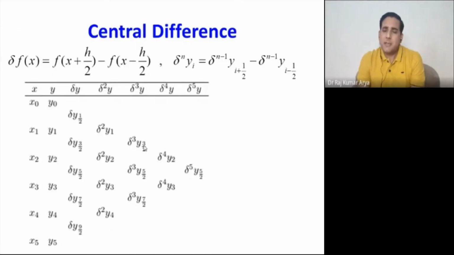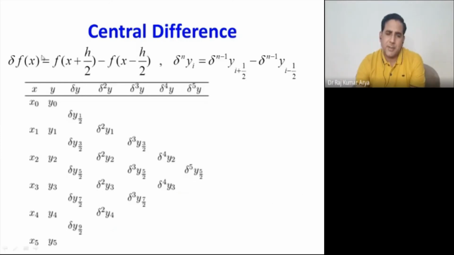Another one here, the central. Sometimes your data is large, so you are neither close to the first data point, nor close to the last data point. You are somewhere in the middle actually. So for that purpose, you need to use your central difference formulation.